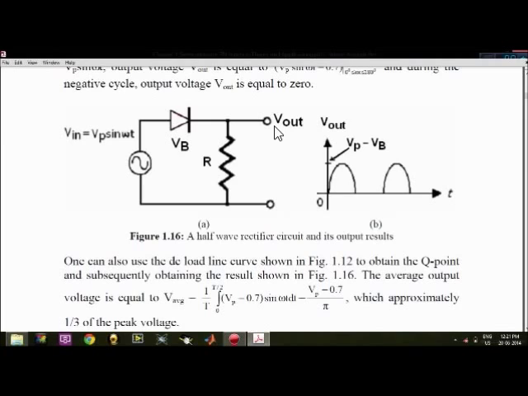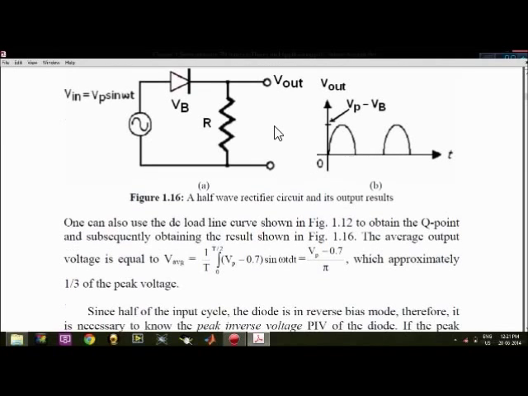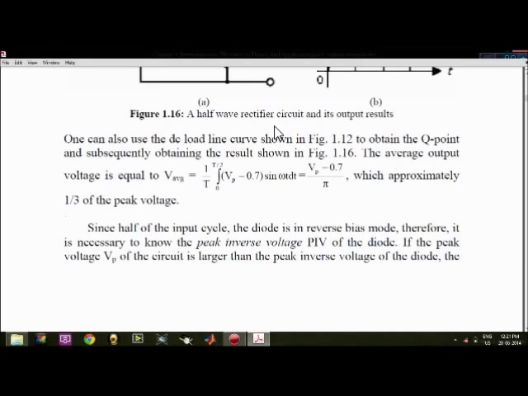Now we have the average value for half wave rectifier as 1 by T, integral 0 to T by 2, of Vp minus 0.7 sin omega t, and by solving mathematically you get this result, which is approximately equal to 1 by pi, that is 1/pi of the peak voltage.